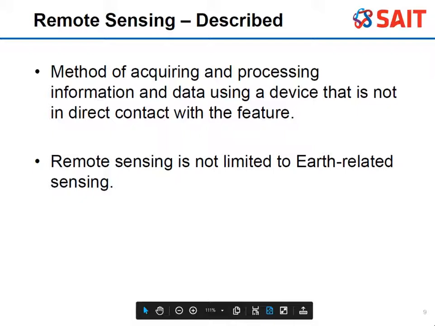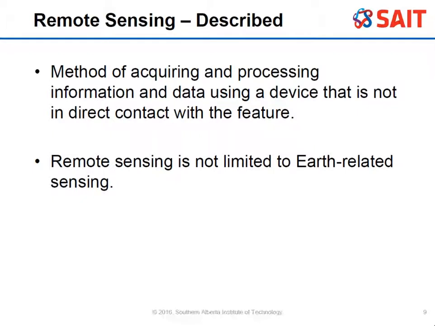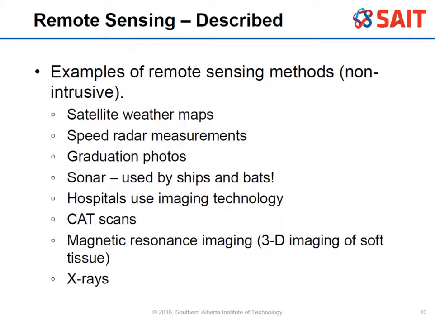So it is a method of acquiring and processing information and data using a device that's not in direct contact with the feature. So that's what I just said, right? The word remote. But remote sensing is not limited to Earth-related remote sensing. We've got the James Webb telescope that we use that's way up in space, as an example. And we can even say the observatories on Earth are remote sensing to space because we don't actually go to the star to capture that data.